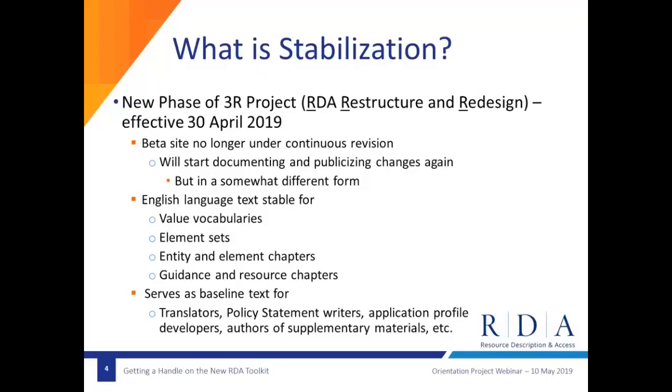The English language text now is stable for value vocabularies, element sets, entity and element chapters, guidance and resource chapters. So not just the toolkit, but actually things in the RDA registry. Ultimately, this will serve as a baseline text for the next phase, which has to do with getting the translations done, policy statements written, application profiles developed, and anyone who wants to develop supplementary monographs or other guidance to RDA. The text is now considered stable enough for these people to start doing their work.